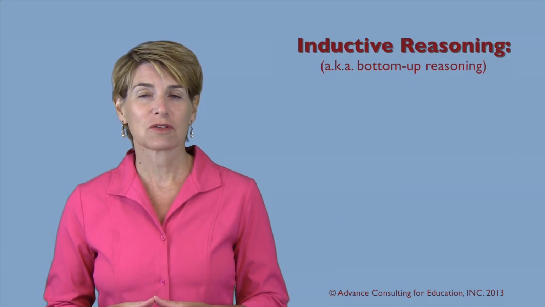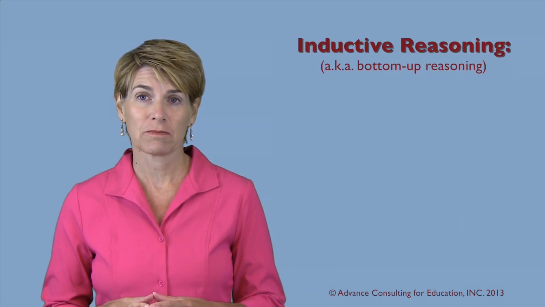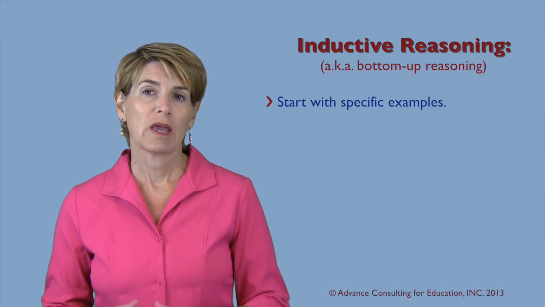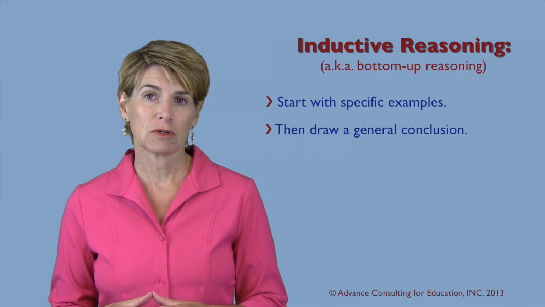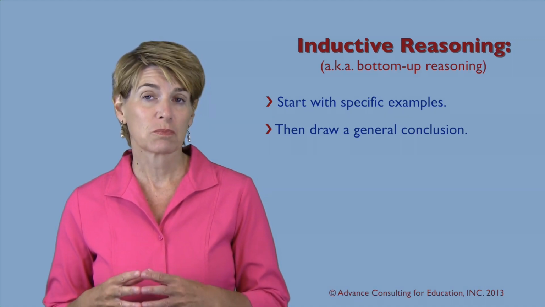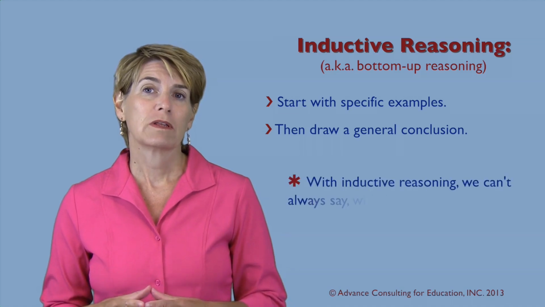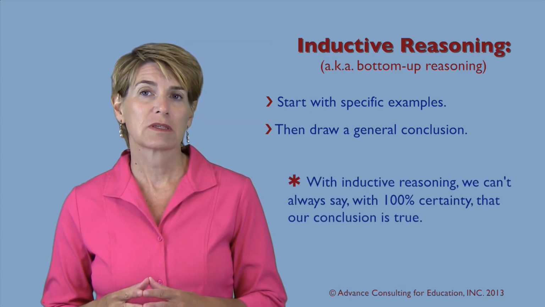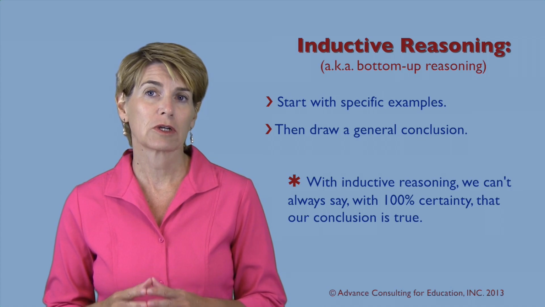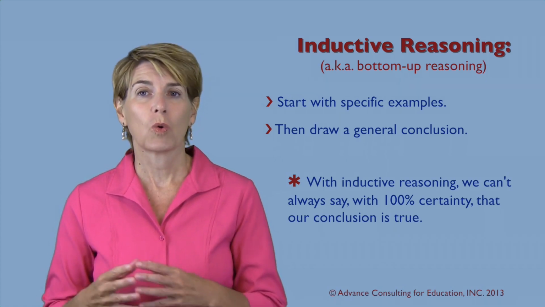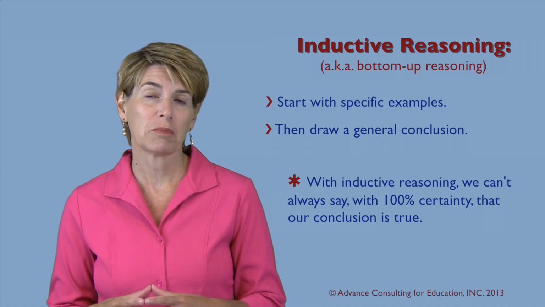Inductive reasoning is also known as bottom-up reasoning. With inductive reasoning, we start with specific examples and then we draw a general conclusion. That conclusion is probably true, but it may also not be true. With inductive reasoning, we can't always say with 100% certainty that our conclusion is true. We can simply say it is either strong or weak, depending upon the probability of that truthfulness.